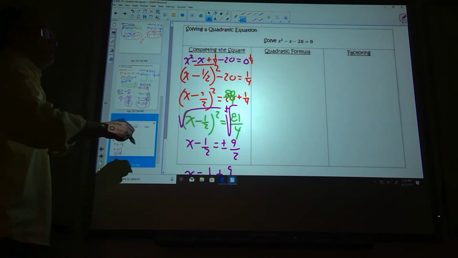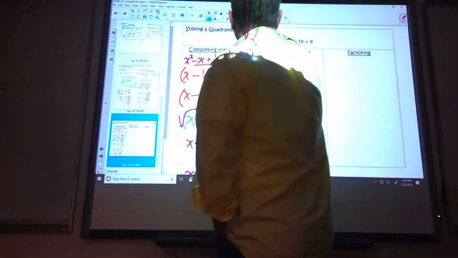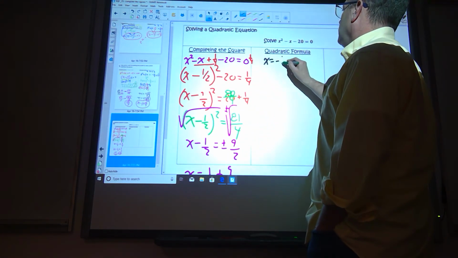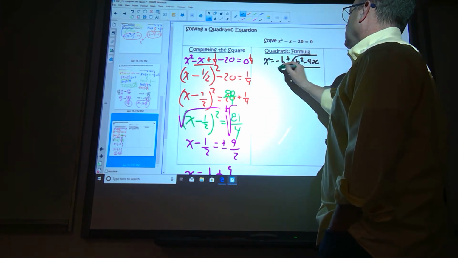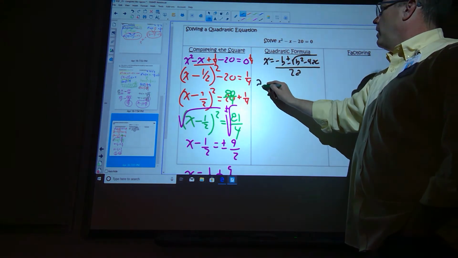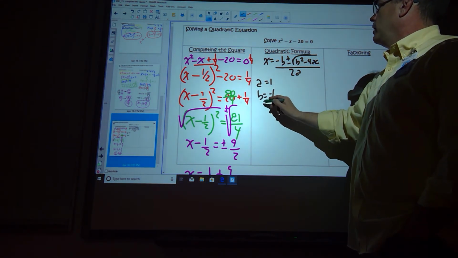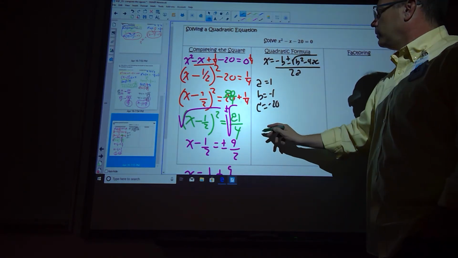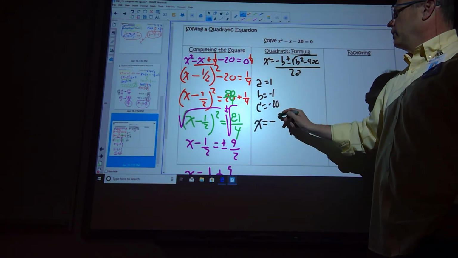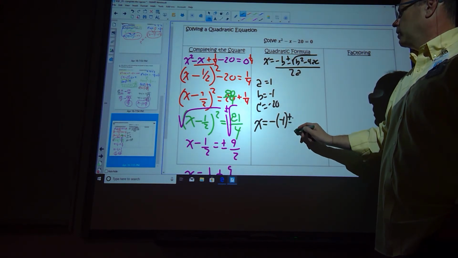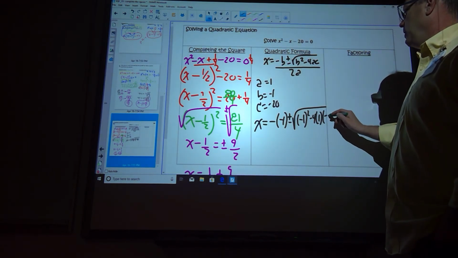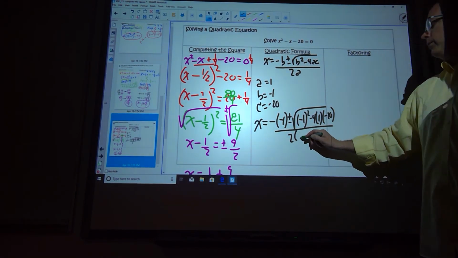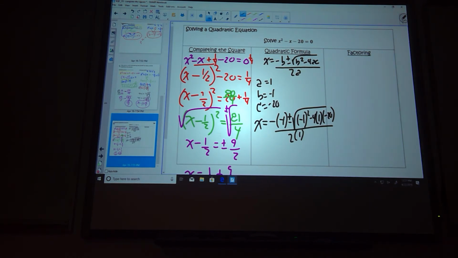Okay. So what happens if we use the quadratic formula? Well, the quadratic formula, we have to remember x is equal to negative b plus or minus the square root of b squared minus 4ac all over 2a. And we know that my a value is 1, and my b value is negative 1, and my c value is negative 20. So I get x equals negative 1 plus or minus negative 1 squared minus 4a times c all over 2a. Is that okay? I know we've just done that. Agree?